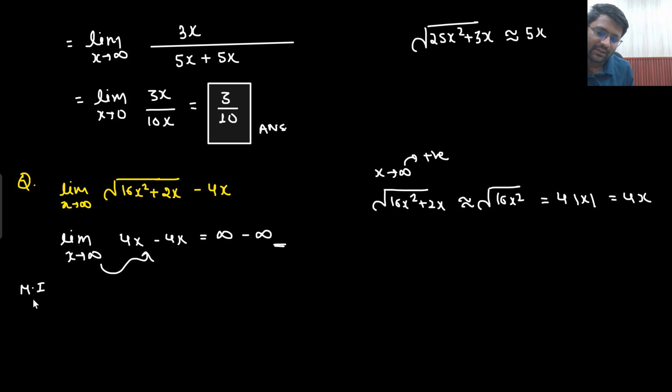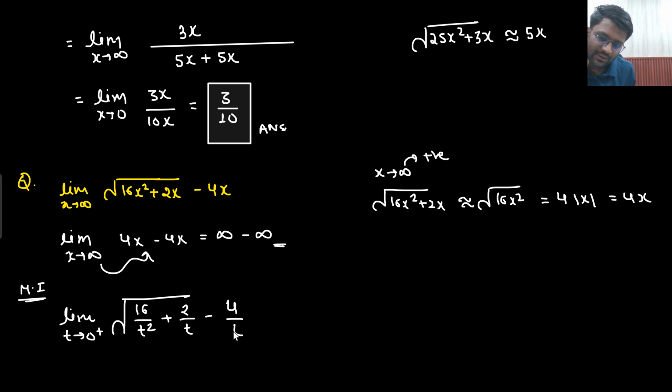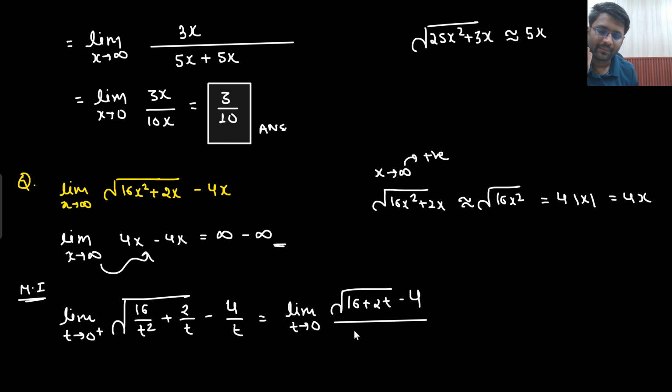So what will be method 1? Method 1 will be that I will replace x with 1 by t, with limit t tending to 0 plus. What does that mean? I am replacing x with 1 by t. Understandable? So what we are getting? Limit t tending to 0 plus under root 16 plus 2t minus 4 divided by t. Okay, if I put t equals 0 here, this will become 0 by 0 form, and I can apply L'Hopital rule.